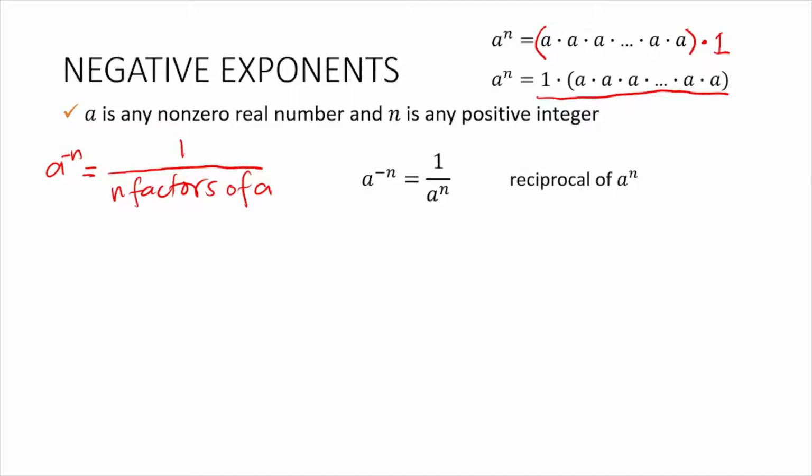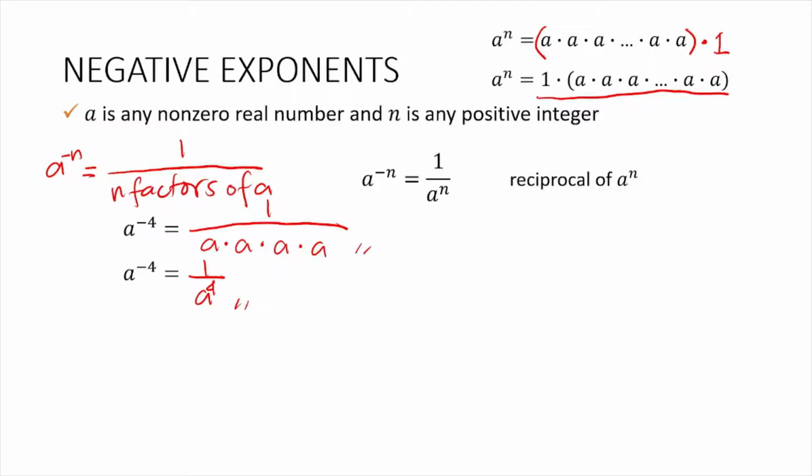So let's take a look at some simple examples. So we have here a raised to the power of negative 4, right? So this means, again, 1 divided by 4 factors of a. So a times a times a times a. Or in short, that would be 1 divided by a raised to 4. Okay, so there's no need to write this exponential expression in this form. You can directly write it in this form, right?